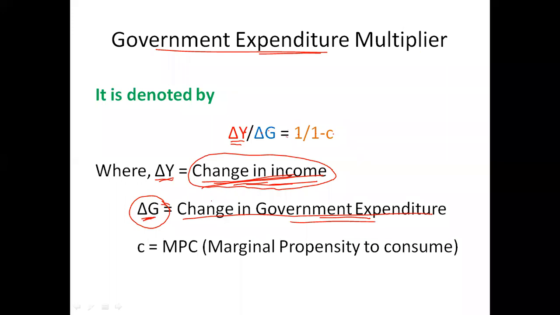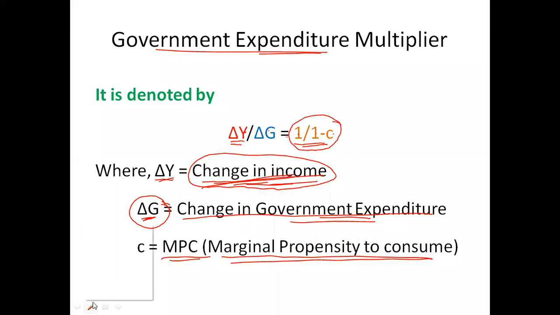Finally, we have C, that is marginal propensity to consume, just like the previous one. So how do we study government expenditure multiplier? 1 divided by 1 minus C. This you have to just remember, students. Okay, did you get it?